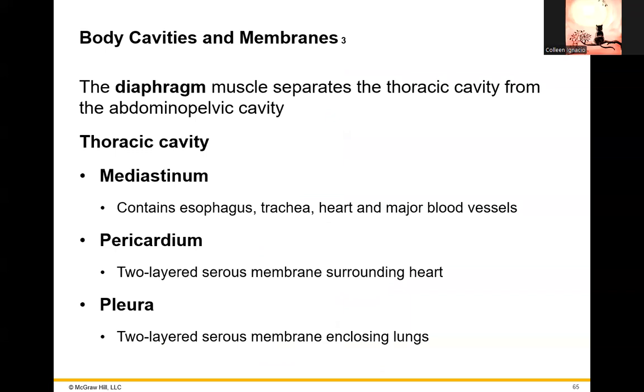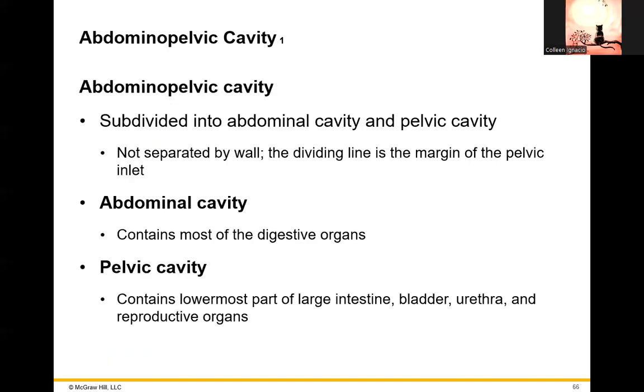The pericardium is a 2-layered serous membrane that surrounds the heart. Pericardium is very important because it helps to reduce the friction of the heart when it's beating. Okay, and you don't want your heart to have a lot of friction when it's beating. Okay, you want your heart to be able to beat freely. Pleura are 2-layered serous membranes that are enclosing the lungs. Okay, that's important. So pericardium surrounds the heart, the pleura surrounds the lungs.